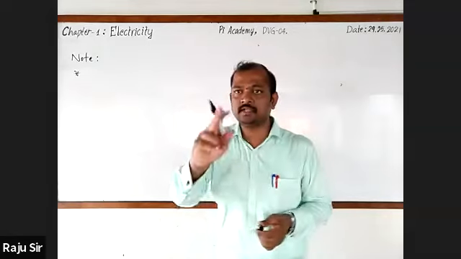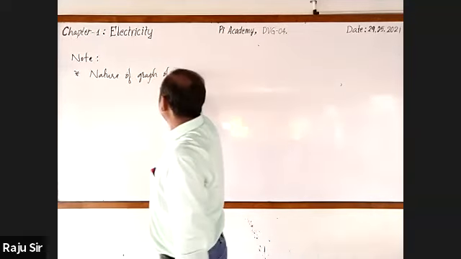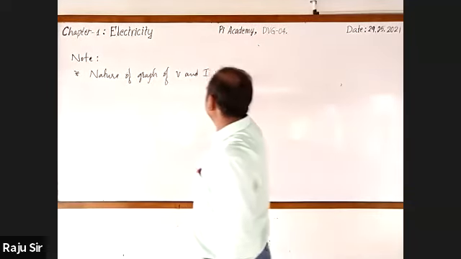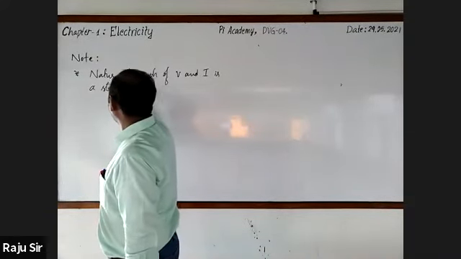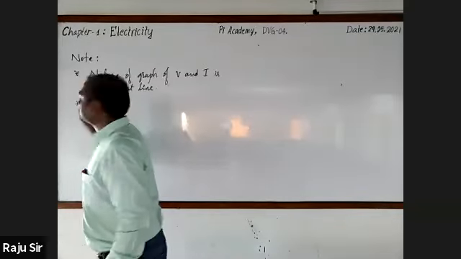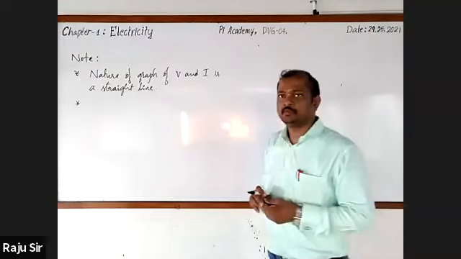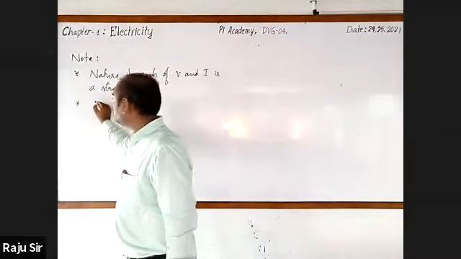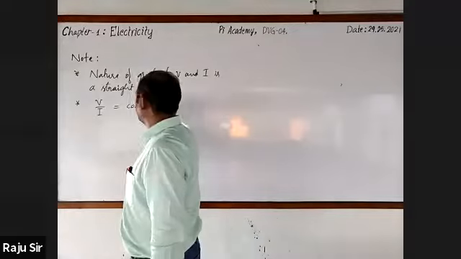Conclusion from the graph. What is the nature of the graph of V and I? Straight line. Nature of graph of V and I is a straight line. And we have even come to know from that V by I is always constant.